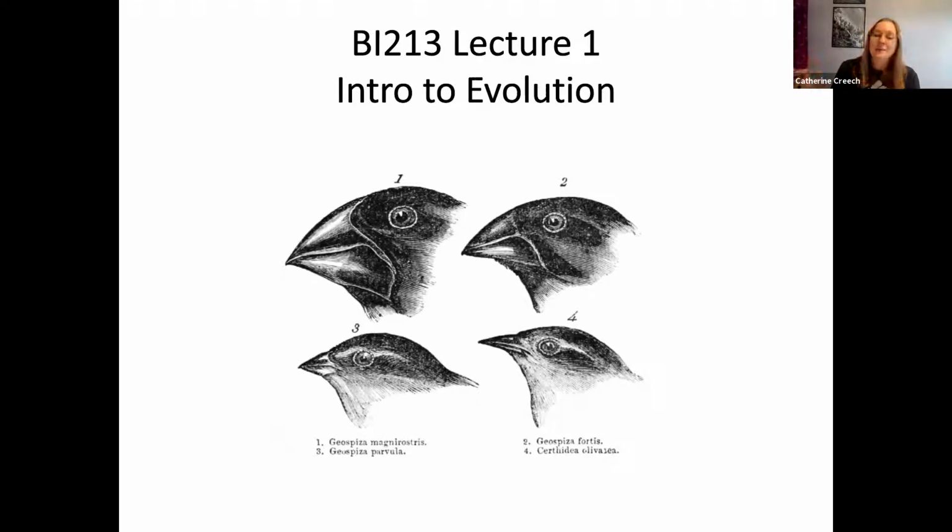So I like this image because it points out that the form of the structure relates to its function, which is something we'll talk about throughout the term. And it highlights what evolution is, which is just change over time. So the bottom right corner, bird number 4, that's actually a different species, a different genus that you can use for comparison.